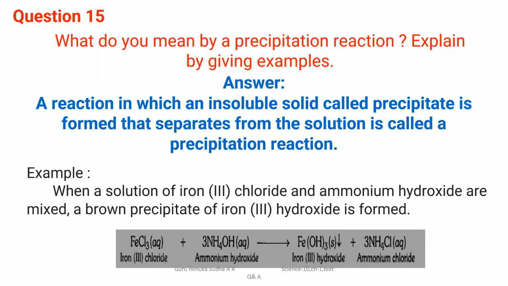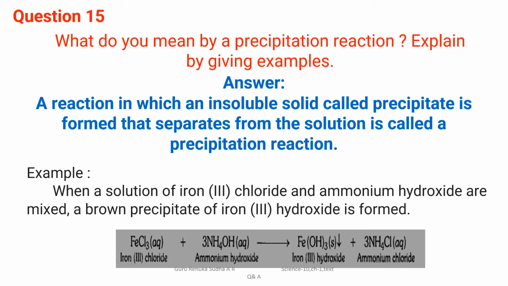In this way you have to represent and explain the precipitation reaction. The reaction in which we get an insoluble solid, that type of reaction is called a precipitation reaction. Along with the example, you got the answer.